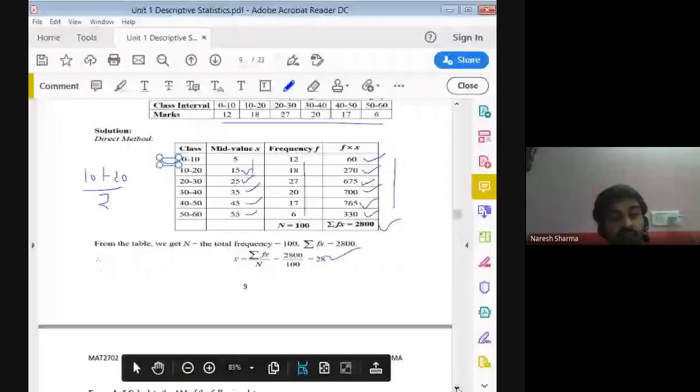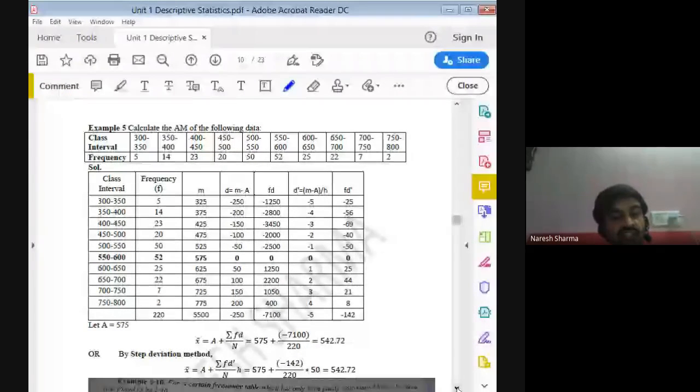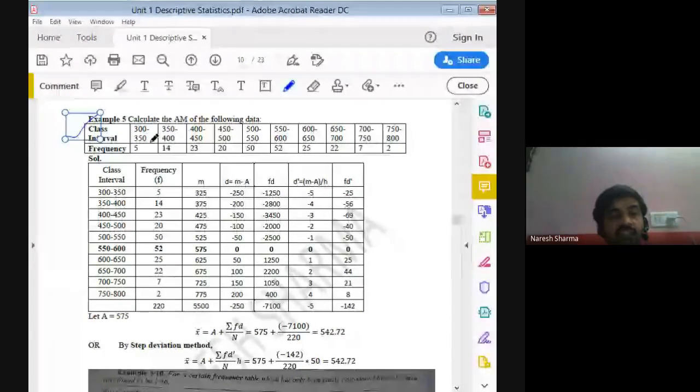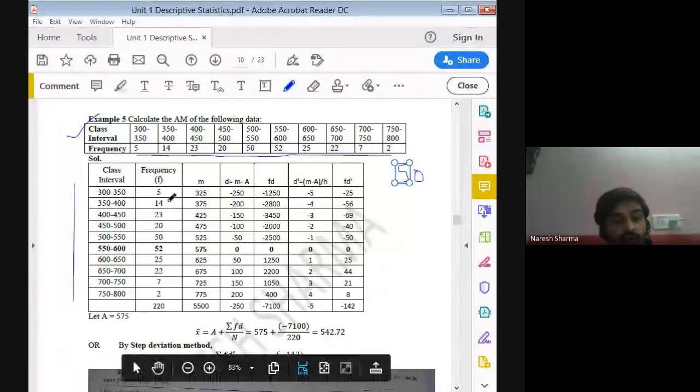Now, another example. If you see this example, in this also the class intervals are given, that is 300 to 350. So the size of this interval is 50 in this example, and corresponding frequencies are given. So first of all, you can write this into a vertical table. Total frequency, you just sum all these, that gives you 220. You can just cross check this, please.